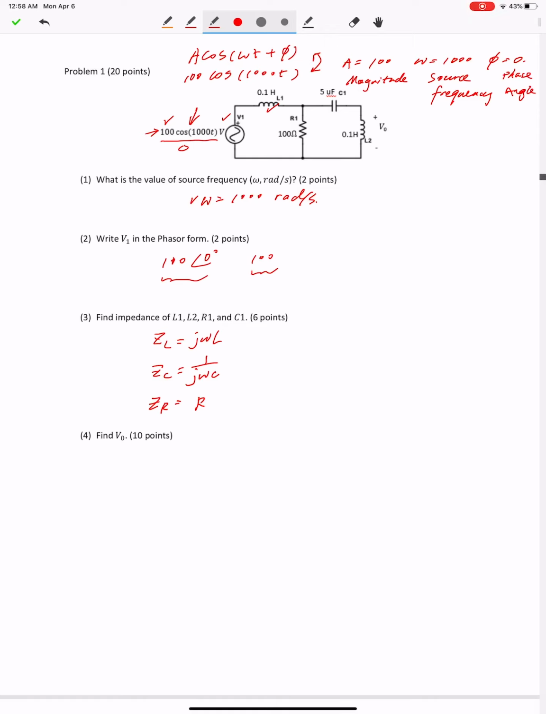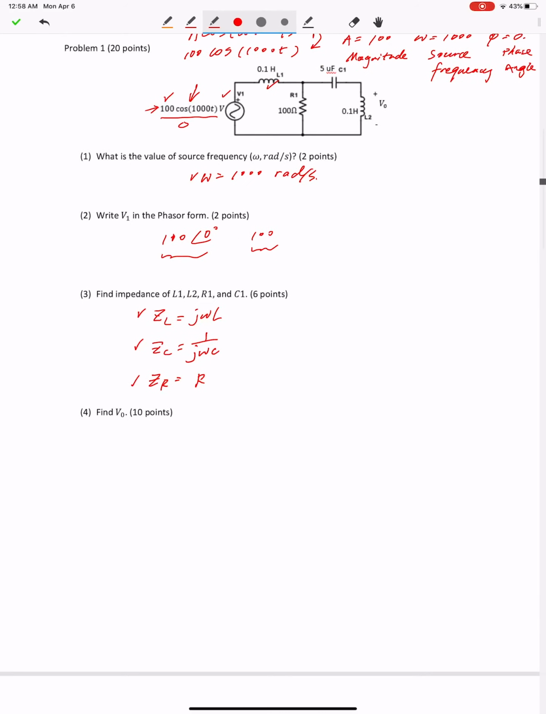Alright, for V naught, this one actually is a little bit challenging, but I think you guys can handle that. After you change everything into impedance, after you find ZL, ZC, and ZR, you can treat all components as resistors, right? So to find V naught, you can first combine ZC1 and ZL2 because these two are connected in series.